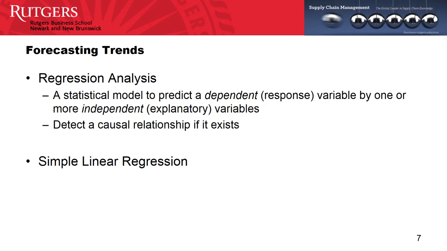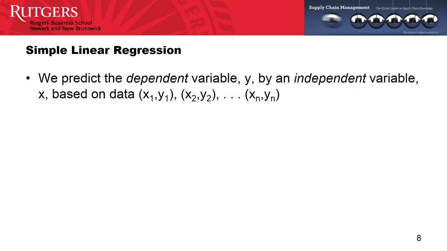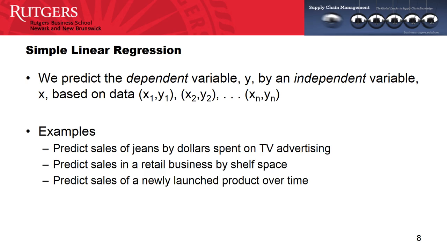Now, we will start with simple linear regression and then introduce multiple regressions. In a simple linear regression, we can predict the dependent variable y by an independent variable x based on the historical data such as x1, y1, x2, y2, and so on and so forth. For example, we can predict the sales of jeans by dollars spent on TV advertising, the sales in a retail business by shelf space, and the sales of a newly launched product over time.